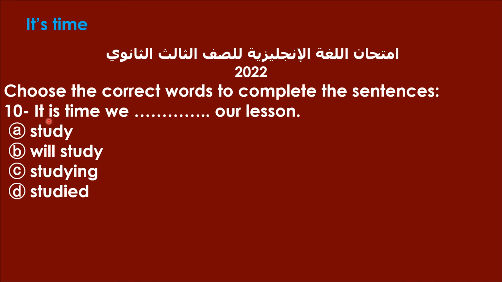Here it comes in long form: it is, it's, and it is. It's the same. It is time we study our lessons. Will study, studying, studied. And as you know, we are going to choose studied. It's time we studied. We use the past symbol or form 2 of the verb.